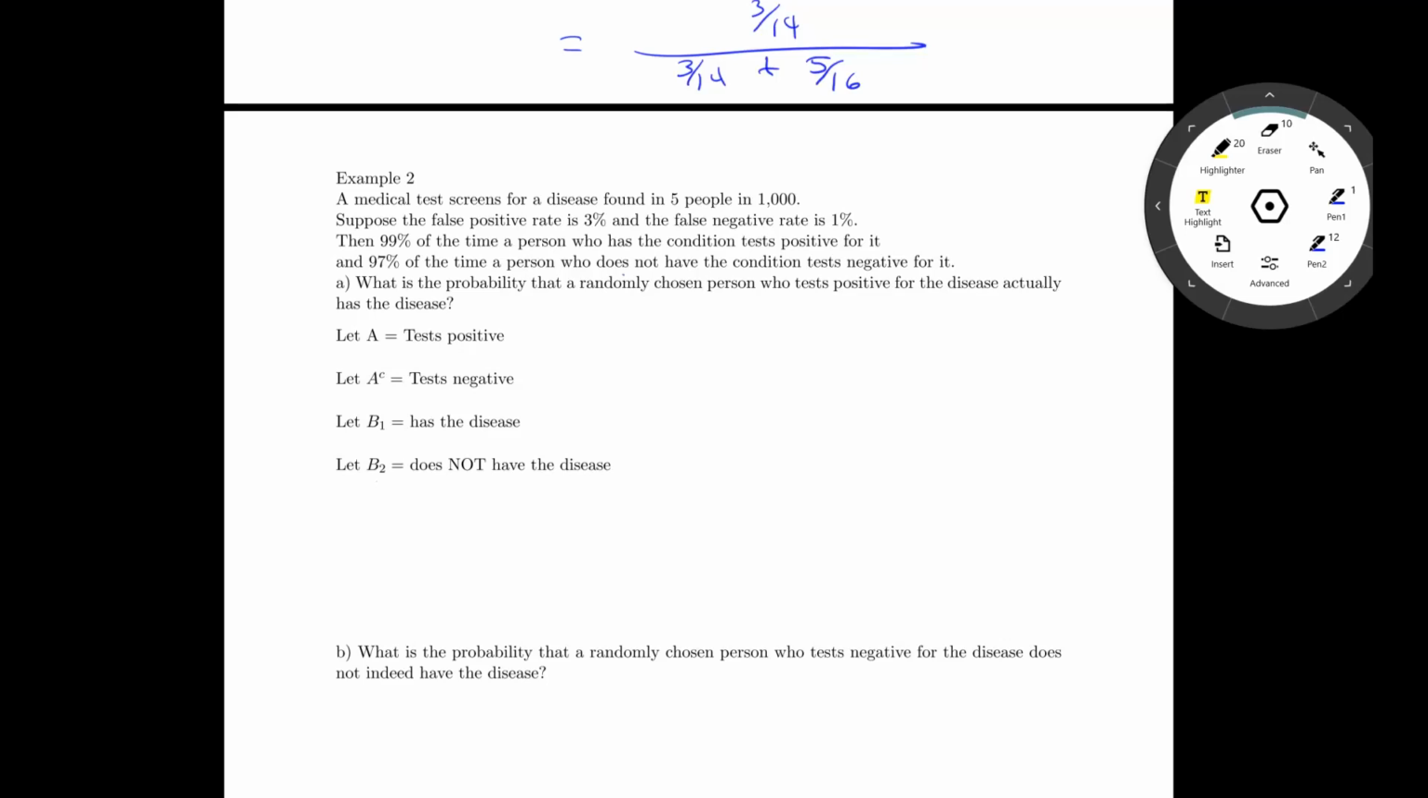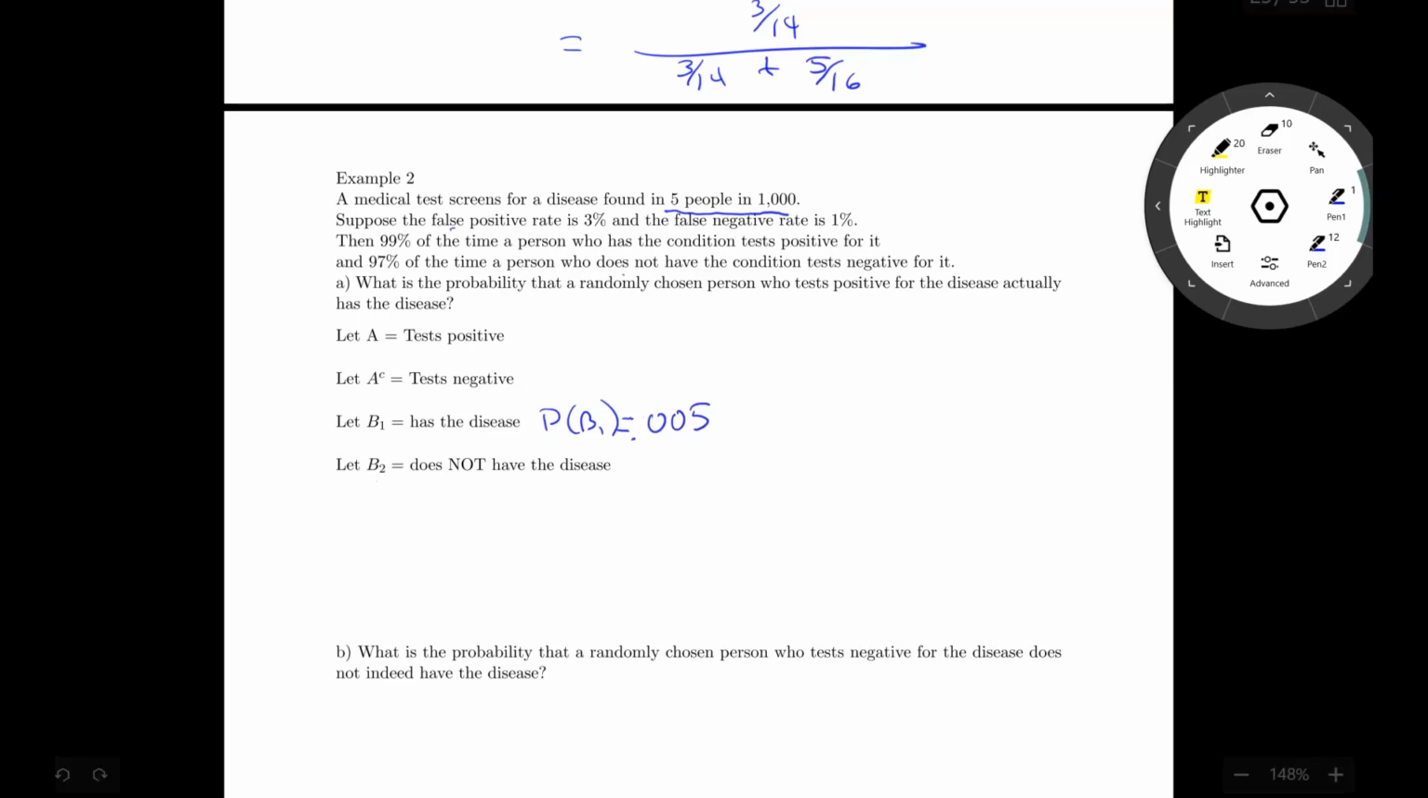Okay, so let's look at this. So we've got a medical test that's screening, and for every 5 people in 1,000, the people have the disease. So I've tried to make up a list of letters here. So B1 is has the disease. So the probability of B1, has the disease, is 5 people out of 1,000. So there we go. All right.